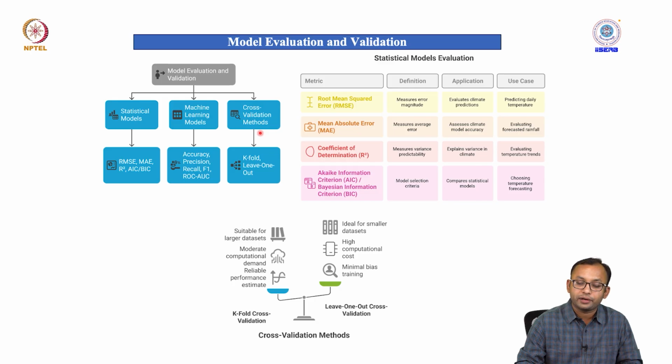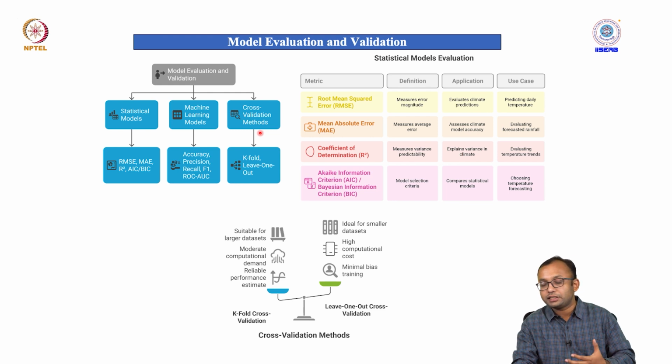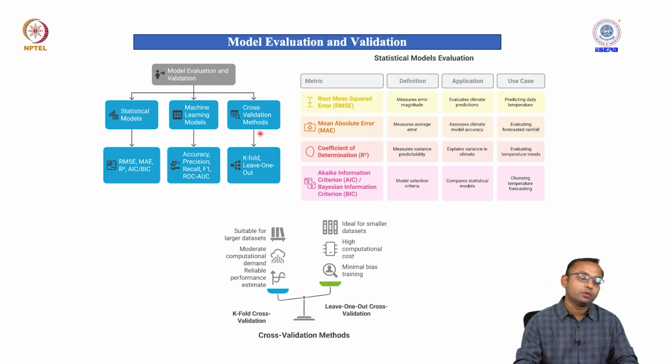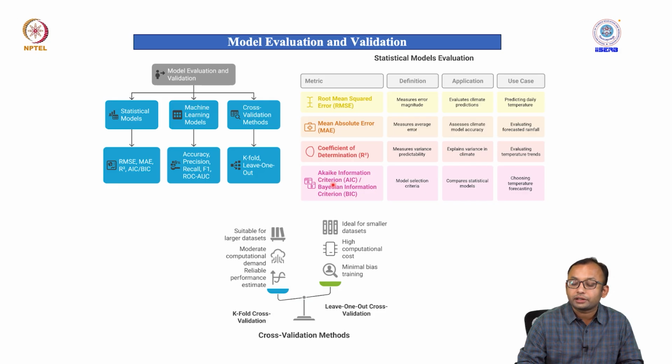Let us say you have a smaller data set, you can do k-fold cross validation. You can do leave one out cross validation, which can manage your data and tell you how well your model is performing. So, these are the definitions which we have written here: for example, root mean square error, mean absolute error, the coefficient of determination, and the Akaike information criterion and Bayesian information criterion. We use these criteria or metrics to understand how well our models are behaving.